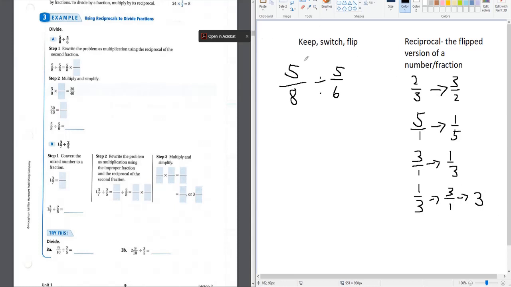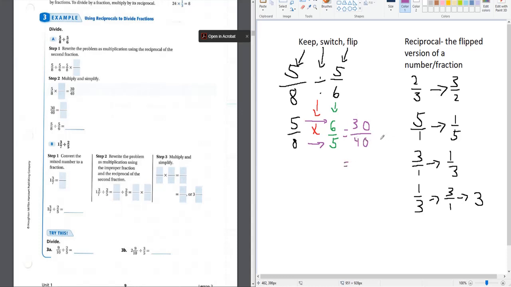So now that we got that out of the way, keep, switch, flip. This is literally what you're supposed to do for each part of the problem. You're supposed to keep the 5 over 8, keep the first number. You're going to switch the second number from division to multiplication. And then you're going to flip the second number upside down to its reciprocal. Keep, switch, flip. Then once you do that, you multiply across. So we got 5 times 6 is 30. 8 times 5 is 40.